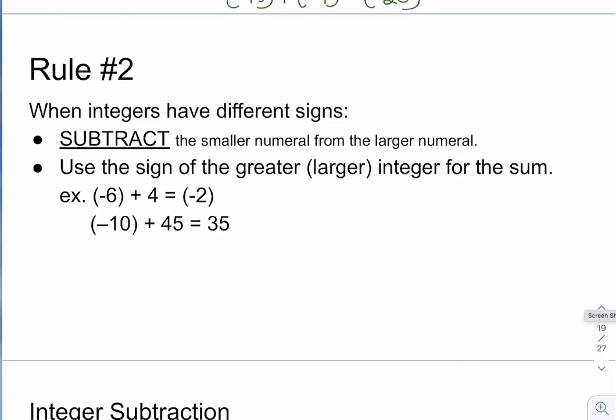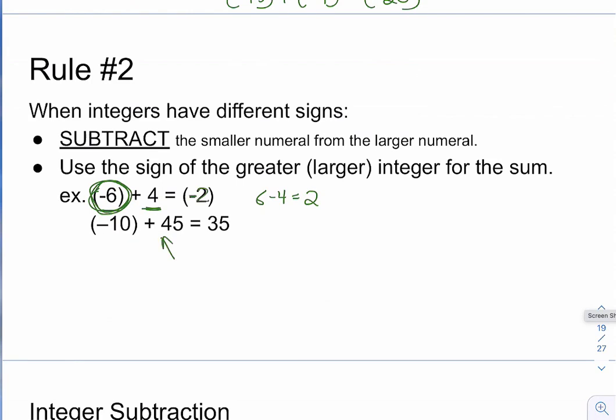So you see two examples here. We have a negative 6 plus a positive 4. Our signs are different, so it tells us to subtract those. So 6 subtract 4 equals 2. Then how do I know what sign my answer has? I look at the larger numeral in the question, which is 6, and it's a negative, so my answer becomes negative 2.